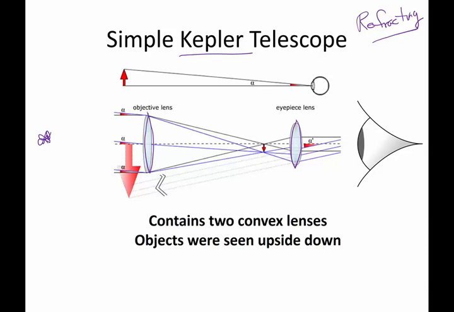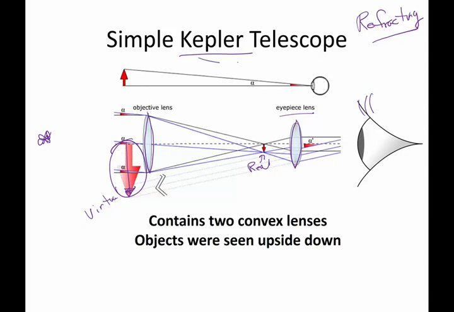a real image here, and then the observer would look through the eyepiece lens and see a virtual image here. Now, the virtual image, because the observer is looking through the lenses to see it, would be much, much larger due to the magnifying power of the individual lenses.